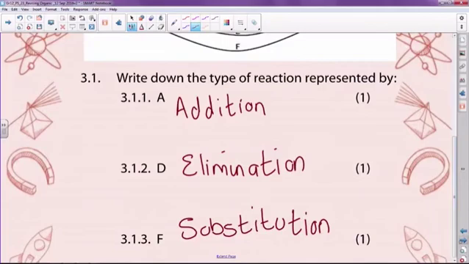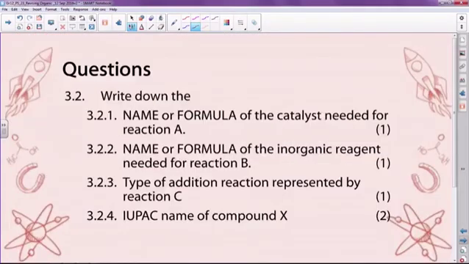All right, so next question. Now, write down the name or formula of the catalyst needed for reaction A, the name or formula of the inorganic reagent for B, the type of addition reaction for C, and then the name of compound X. So there's quite a bit there. All right, so that one's a little bit harder. So I'm going to give you 2 minutes, and your time starts now.